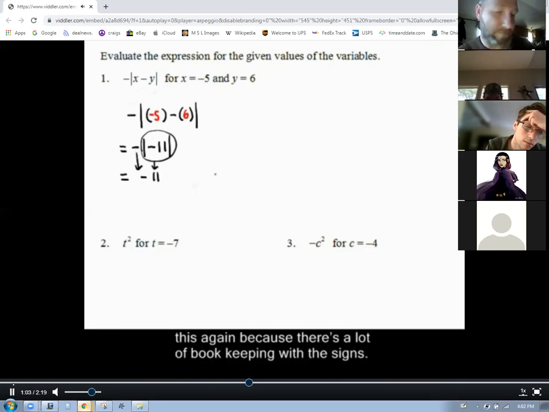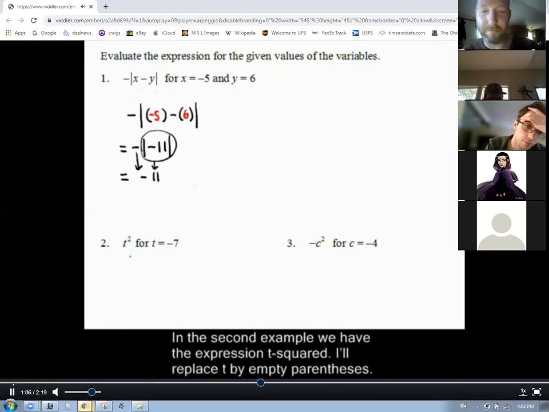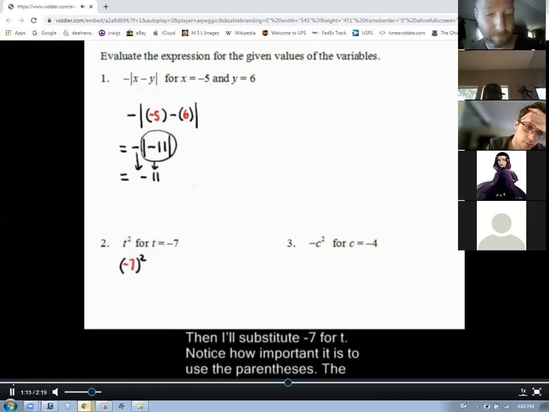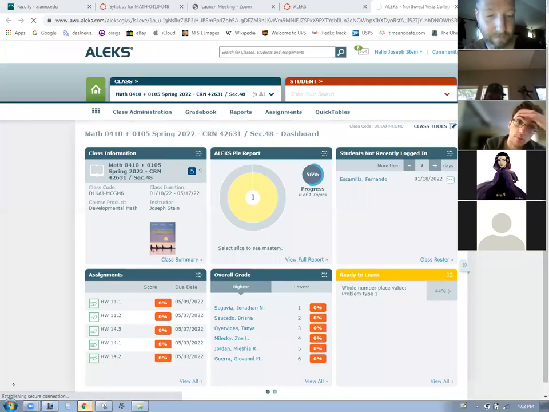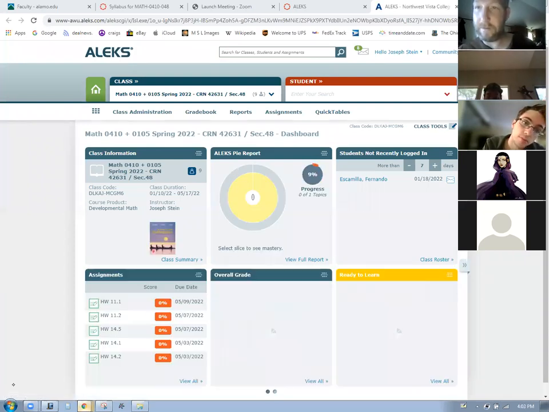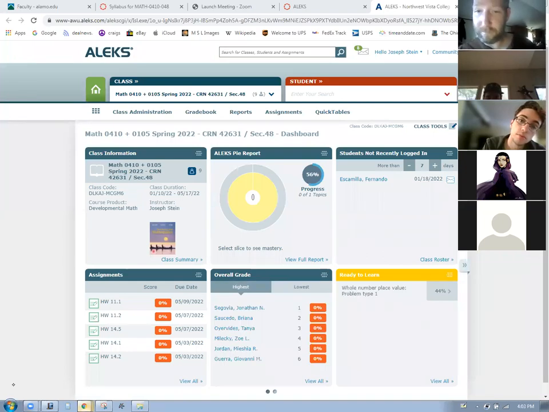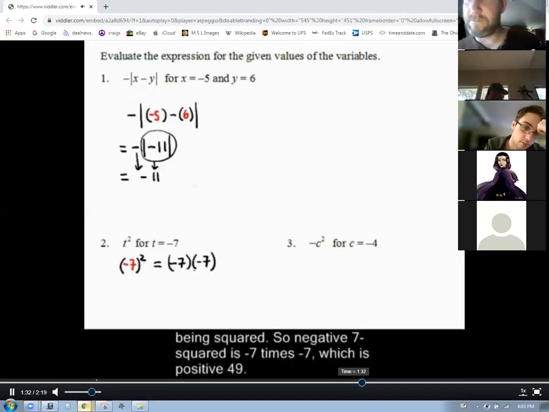In the second example, we have the expression t squared. I'll replace t by empty parentheses. Then I'll substitute -7 for t. Notice how important it is to use the parentheses. The parentheses help remind us that the negative sign and the 7 are both part of the base that's being squared. So (-7) squared is -7 times -7, which is positive 49.